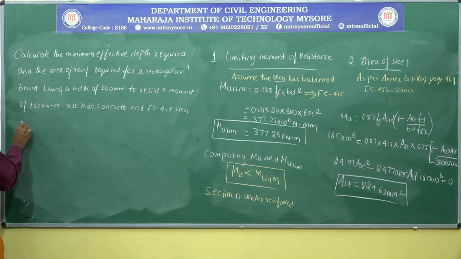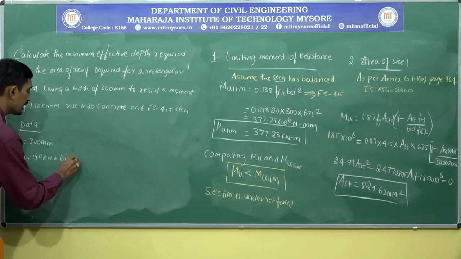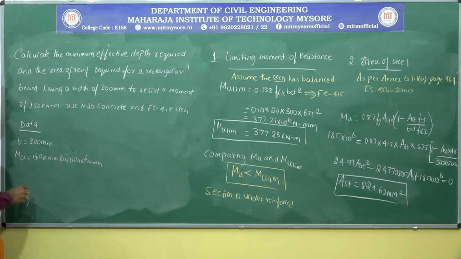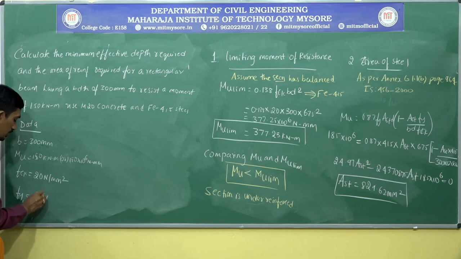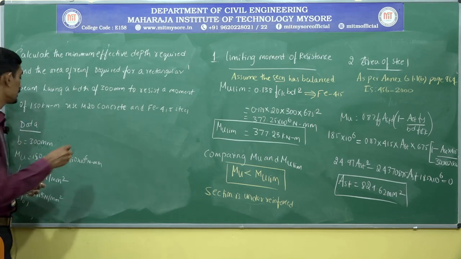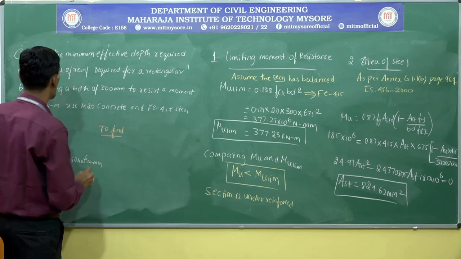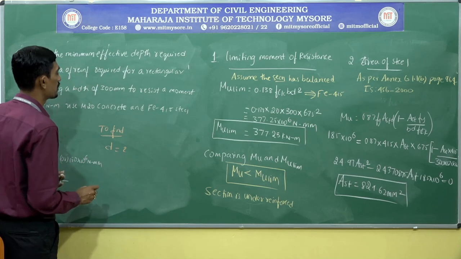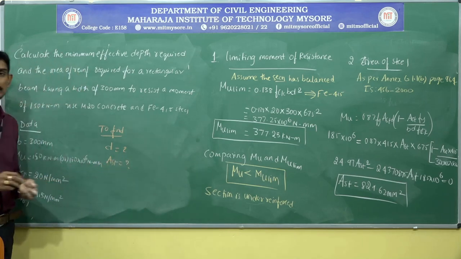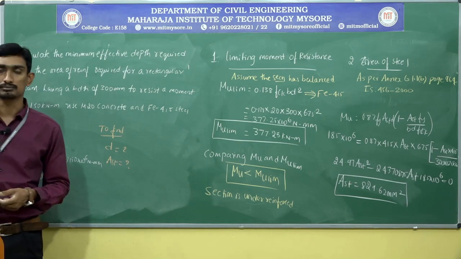So first write down the data. The data are: B is equal to 300 millimeter, mu is equal to 150 kilonewton meter or 150 into 10 to the power of 6 Newton millimeter, FCK is 20 Newton per millimeter square, Fy is 415 Newton per millimeter square. Next, to find: what are all the things I need to find? To find the minimum effective depth and then AST. So these two things I need to find out. So how to go ahead with this problem?